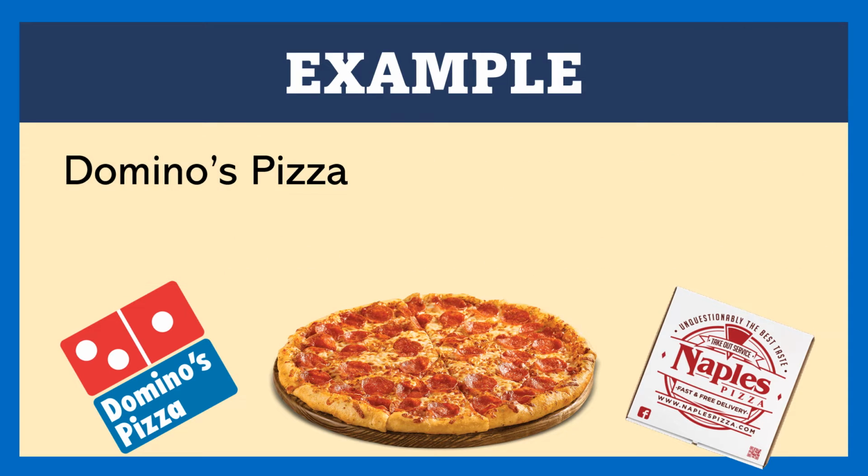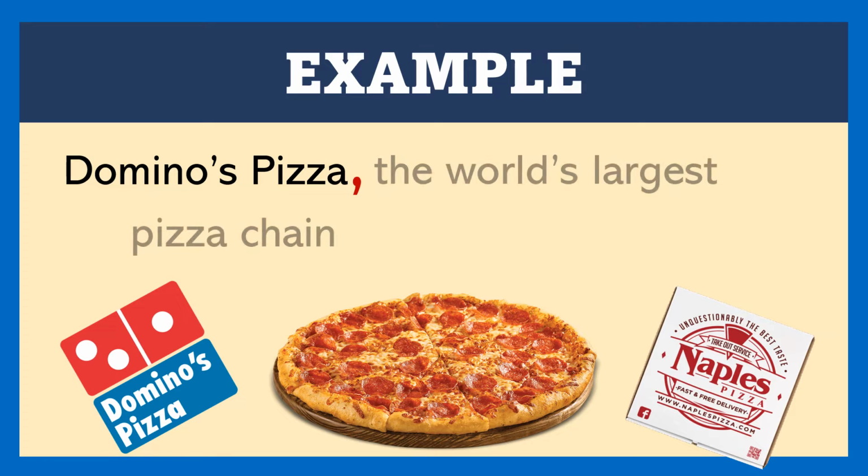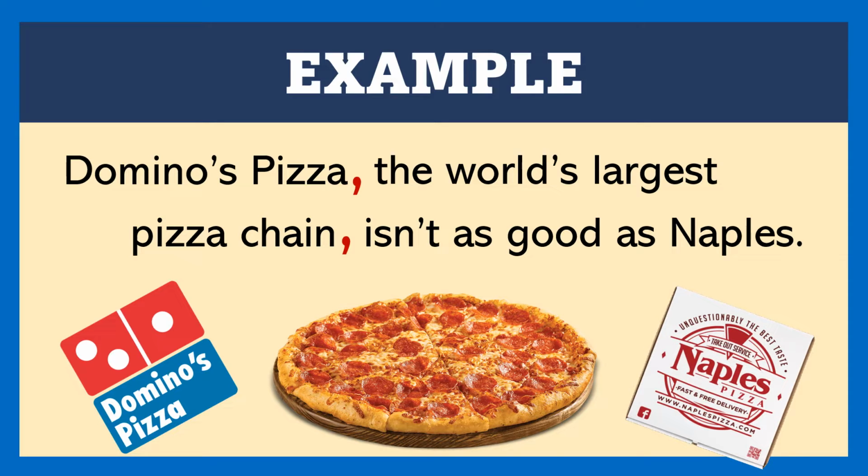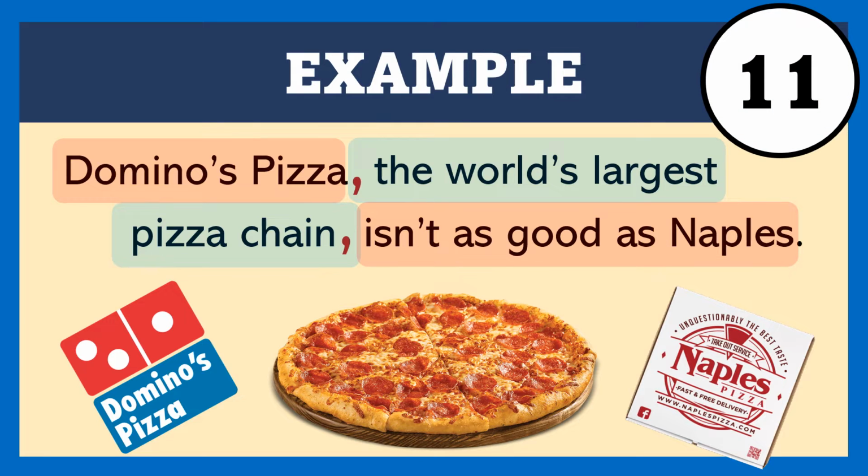So let's reorder these ideas and begin by simply saying Domino's Pizza. Now we need a comma, the world's largest pizza chain. Another comma, isn't as good as Naples. What we see here is that the two commas open and close this interjection, so the reader sees that in between the two commas is a parenthetical element, or an interjection, or a non-essential element, and on either side of that, before and after, is the main clause of the sentence. We are only using 11 words here instead of 14, so we've reduced our word count, and the commas allow the reader to process that information.